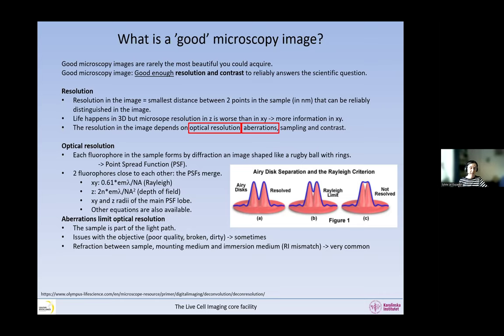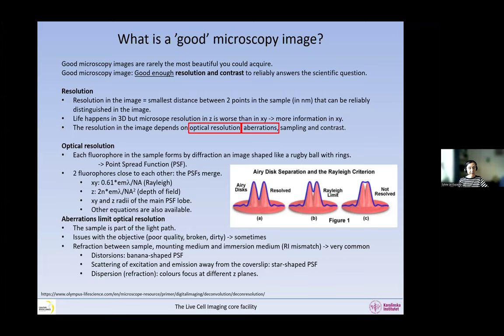So refraction index mismatch. And that is very, very common. We have seen this many times in the course. And that creates distorted PSFs. So you can have banana-shaped PSFs. They go like, whoop. And maybe you have seen that if you focus up and down. I think some students have reported that their PSF is banana-shaped.